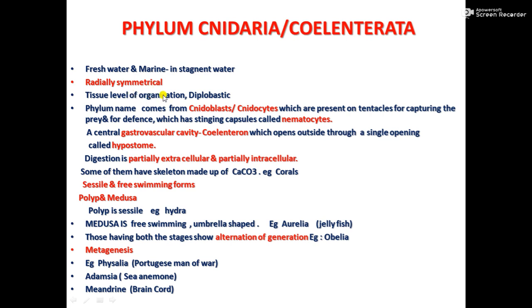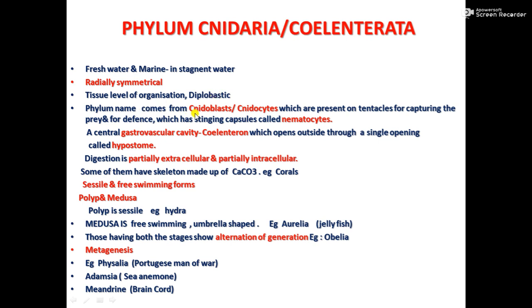Now the level of organization: tissue level. The cells are organized into tissues, grouped for specific functions. Then like Porifera, they are also diploblastic. That is, in the embryonic stage two germ layers are there, ectoderm and endoderm. So they are diploblastic. Remember, Porifera were also diploblastic.